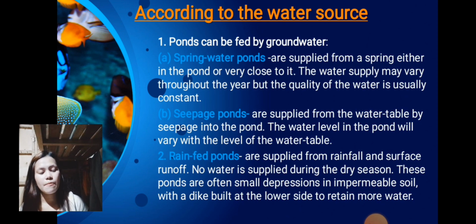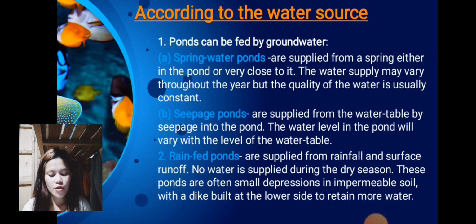So B, seepage ponds are supplied from the water table by seepage into the pond. The water level in the pond will vary with the level of the water table. Seepage into ponds can occur where their bottoms are excavated below the water table, or where a pond within a complex of ponds is drained but adjacent ponds are wholly of water.